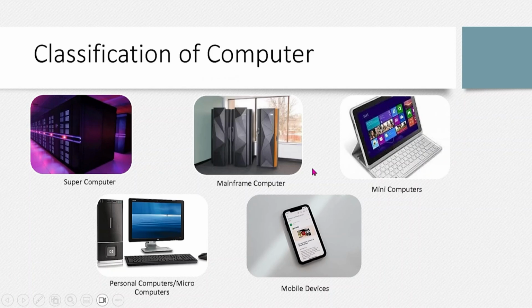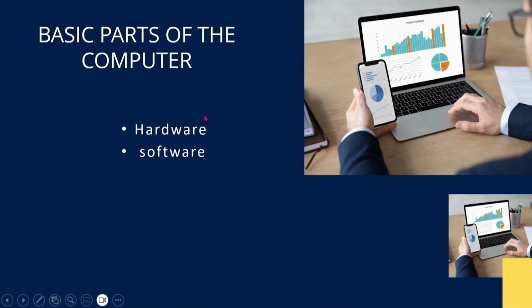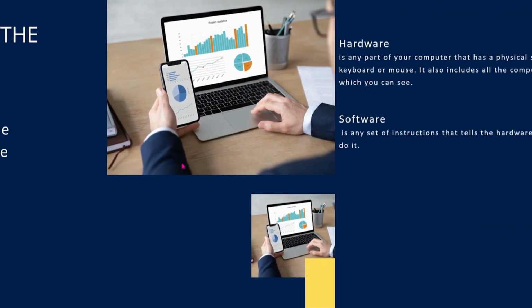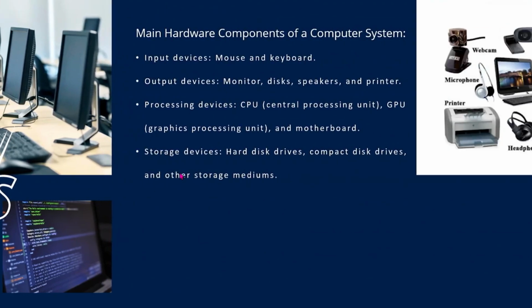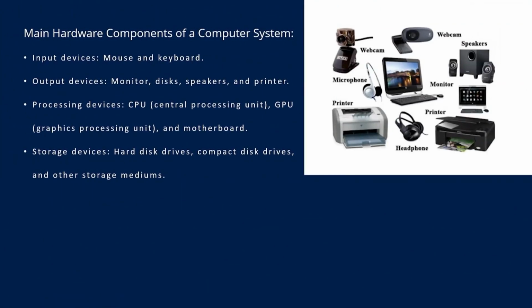Now let's break down the main components of a computer. There are two big categories you need to know: hardware and software. What is hardware? Hardware refers to the physical parts of a computer, anything you can touch and see. Here are some common types of hardware. The keyboard, for example, is used to type text and commands. A mouse is used to click, move, and select items on the screen. Microphones, scanners, touchscreens, and cameras are also input devices.